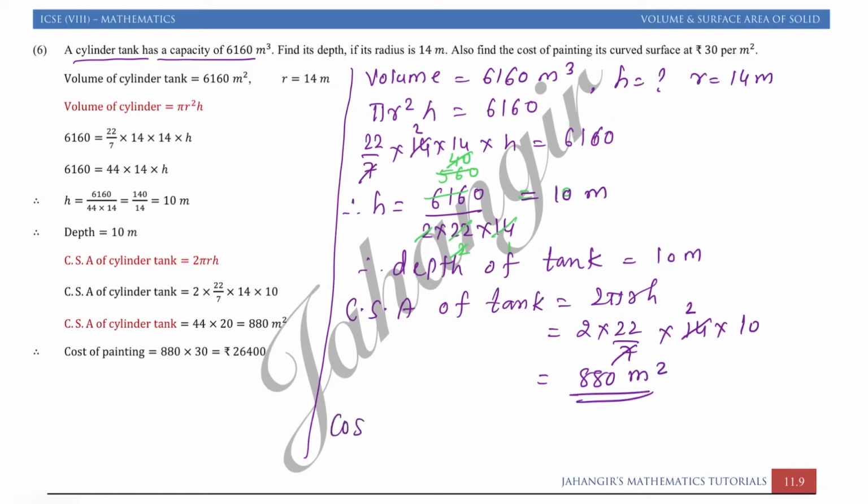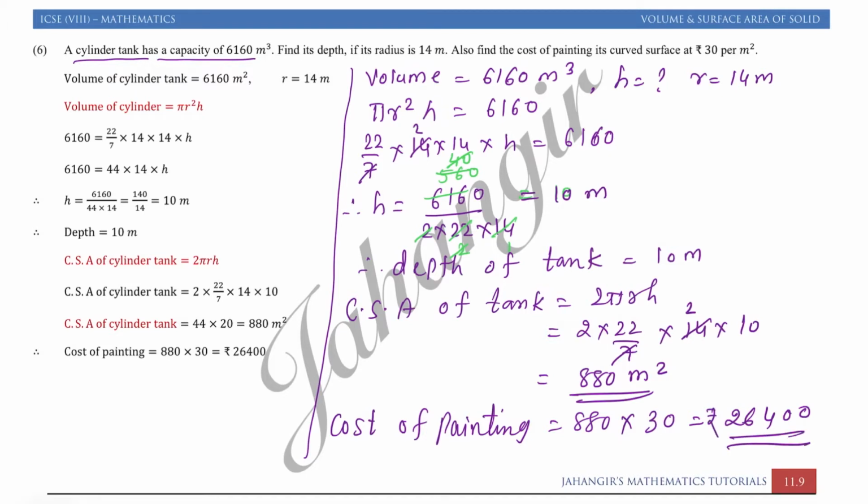Now cost. Cost of painting is equal to 880 into 30 rupees per meter square. So that is 880 into 30. 0, 0, 8 threes are 24, 2, 26. So it is rupees 26,400. So therefore the cost of painting is 26,400 rupees.